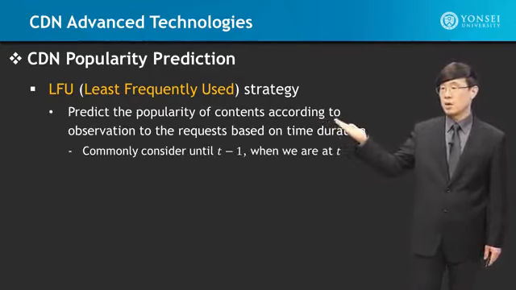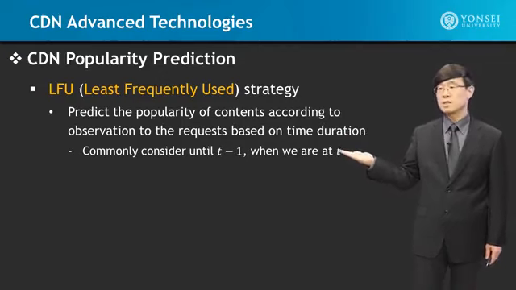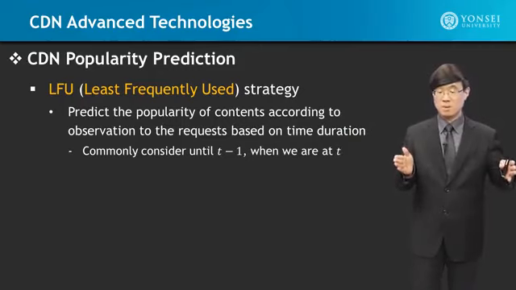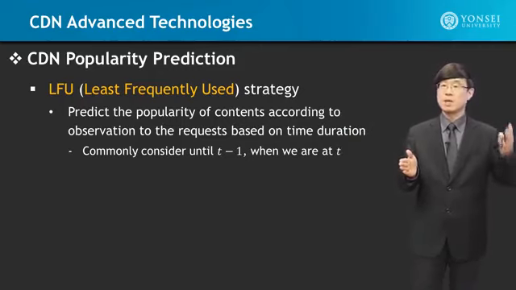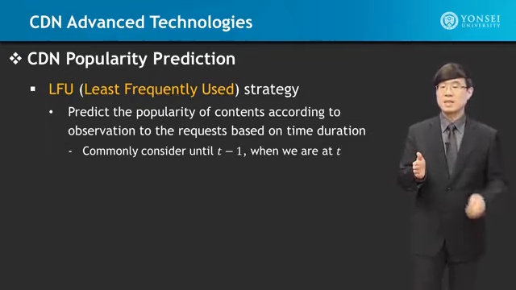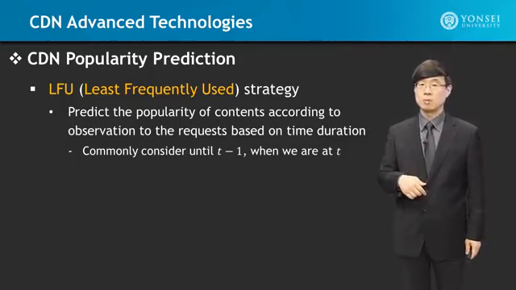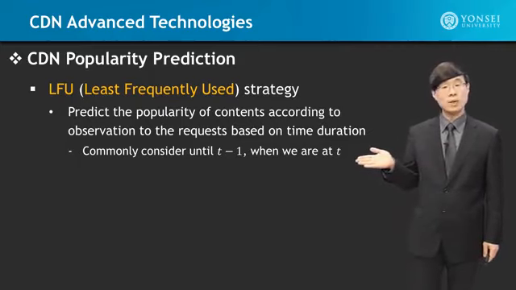It looks like this. We're going to predict the popularity of contents according to observation of the requests based on a time duration. Commonly, we're going to consider until t-1, and a window of a given period of time. And we're going to see how many times each content was requested, and the one that has the least number of requests is going to get kicked out of the CDN. And that's what we're doing.